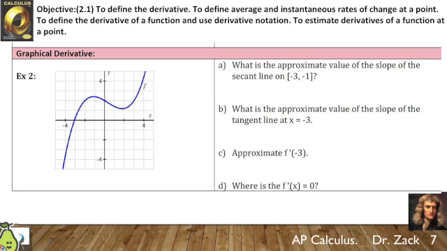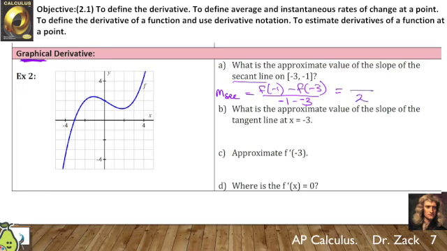All right, so the next set of problems, we're looking at graphs in order to answer questions. Question A, what is the approximate value of the slope of the secant line? So we know that the slope of our secant line can be represented by f at -1 minus f at -3 over -1 minus -3. So the denominator, as you can see, is going to be 2. But the numerator, we're going to have to do a little bit more work.